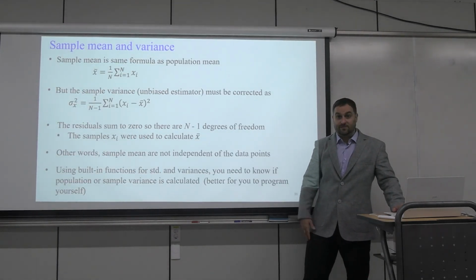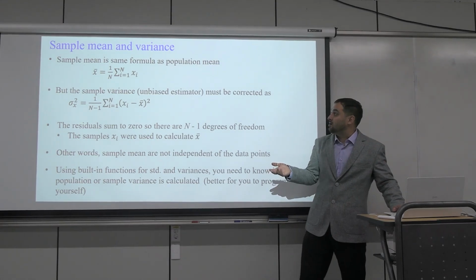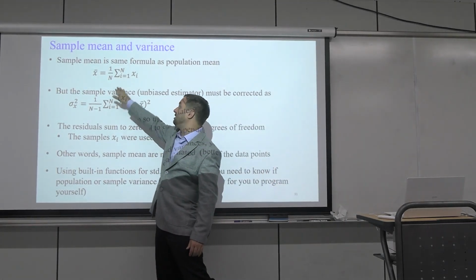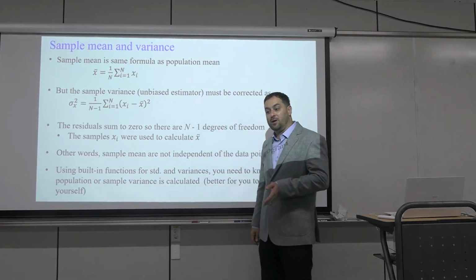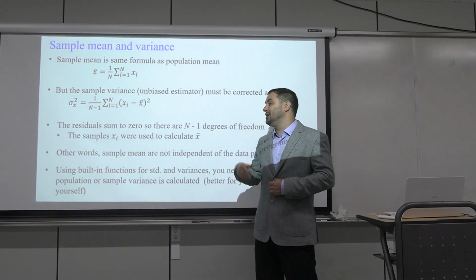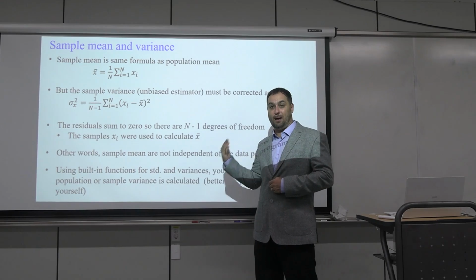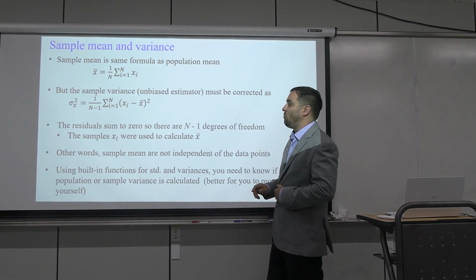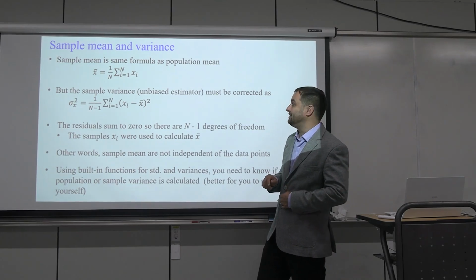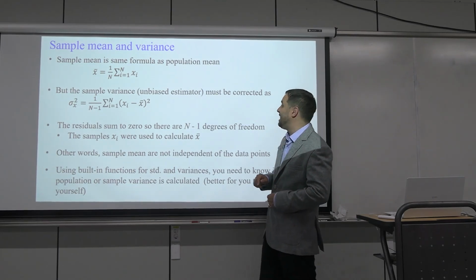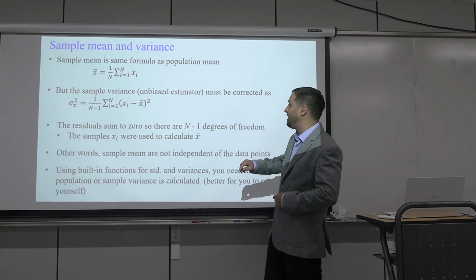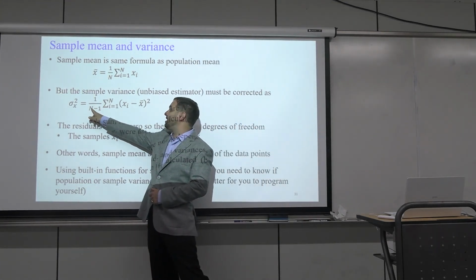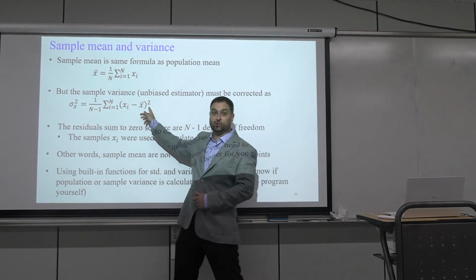Okay, and so once we've collected data that's a sample, we can also calculate the sample mean. It's the same formula as the population mean. And generally, the sample mean is an unbiased estimate of the population mean. But the formula for the sample variance is a little bit different. To be an unbiased estimator, we actually have to correct the standard deviation or the variance formula using 1 divided by n minus 1 times the residual squared.